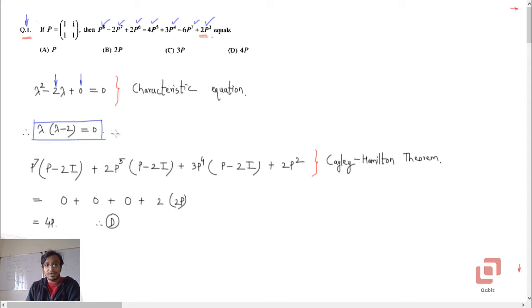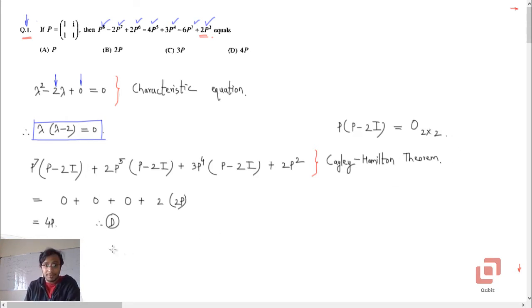Now observe that according to the Cayley-Hamilton theorem, every matrix is going to satisfy its characteristic equation, which means the matrix A, let's call it P, because in the problem they're calling it P. So we will have P times P minus 2I equal to null matrix of order 2 by 2.